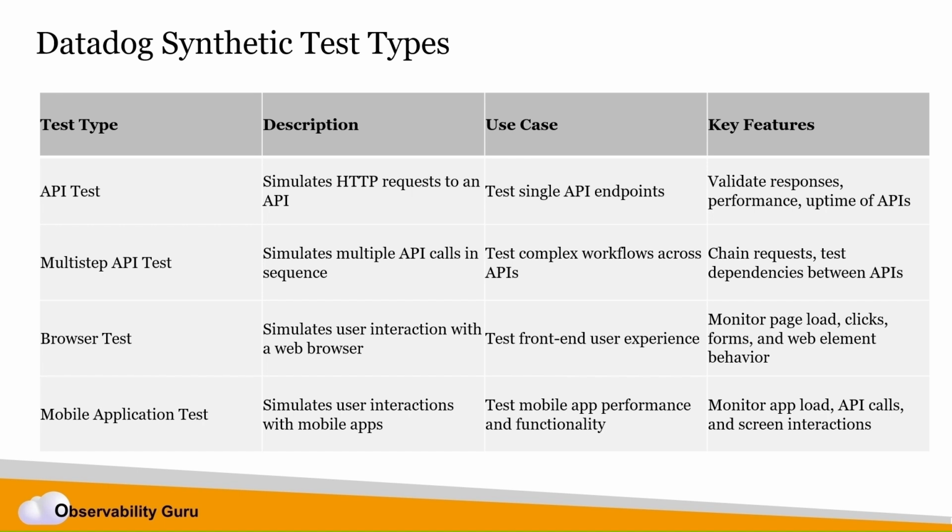One of the most widely used and powerful is browser testing. We can simulate user interaction in a browser. It's typically the front-end performance, and we can look at the availability, the page loading times, clicks, and other aspects. Datadog also provides mobile application testing, so we can simulate user interaction with mobile apps and look at the application loading times, API calls, and other things. So all of these add a lot of value to our monitoring so that we can be one step ahead of our end users.